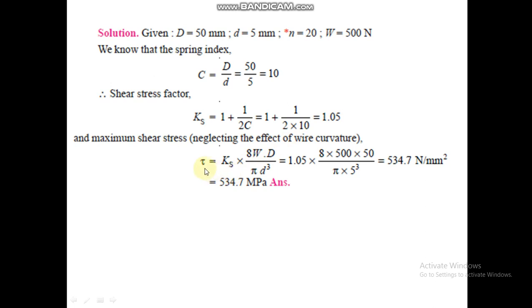So shear stress will be Ks 8WD by pi d cube. Put the values and you will get the answer, 534.7 megapascal.